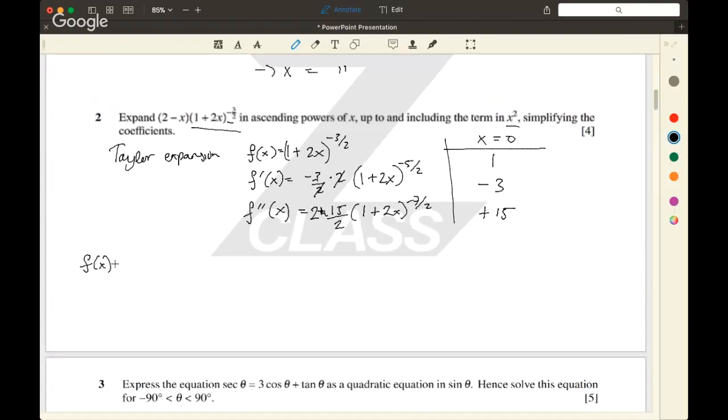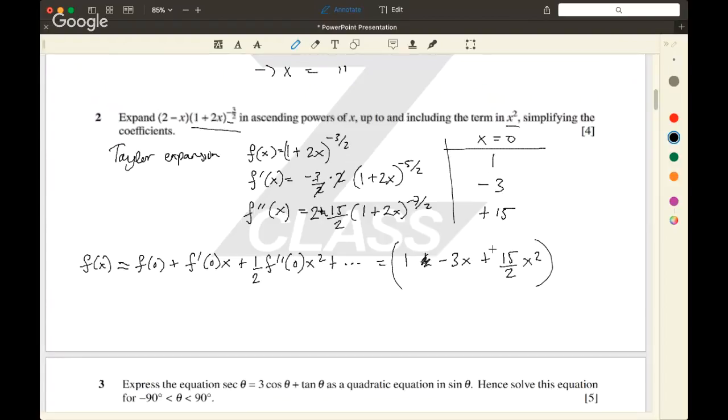And our equation for the Taylor expansion is that f of x is about equal to f at 0 plus f prime at 0 times x plus 1 over 2 f prime prime evaluated at 0 times x squared, plus, of course, other terms, but now we only care about these ones. And so in this case, this is equal to 1 plus, minus 3x plus 15 over 2 x squared.